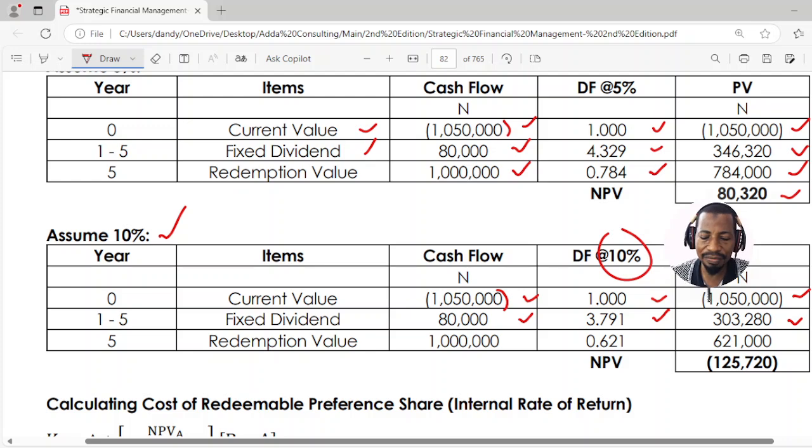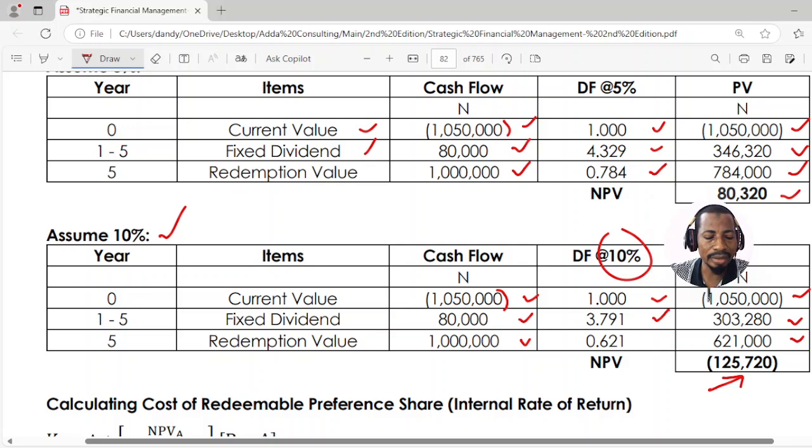Then in year 5, I need to discount this. So the discount factor at year 5 is 0.621. So 0.621 multiplied by 1 million naira will give us 621,000. 621,000 plus 303,280 minus 1,050,000 equals a negative NPV of 125,720. So we assumed 5% and got a positive NPV.